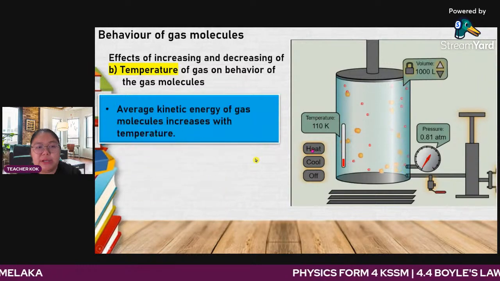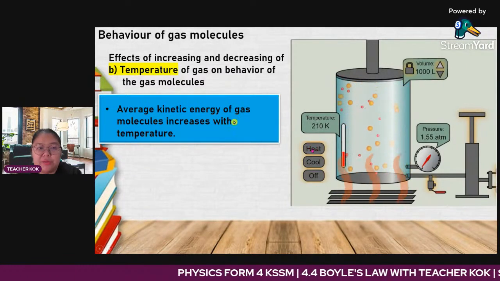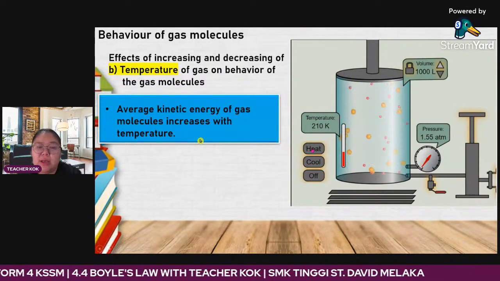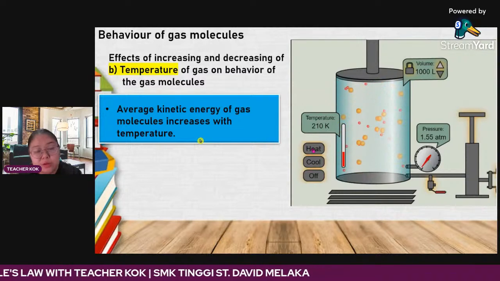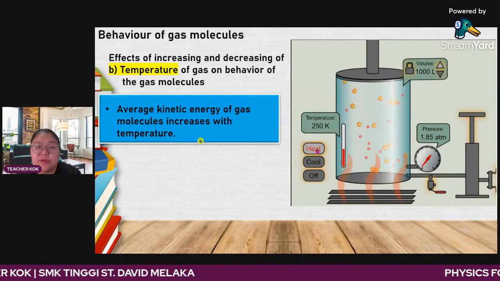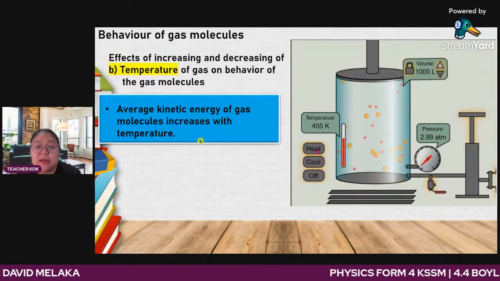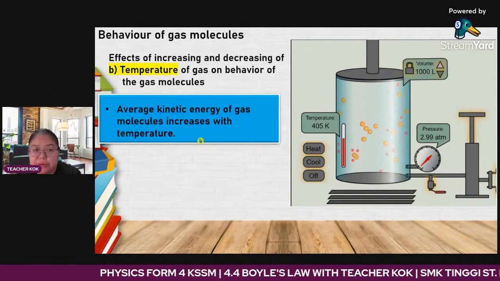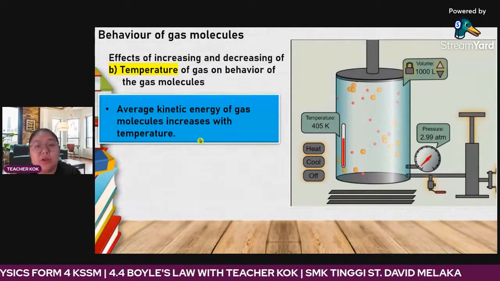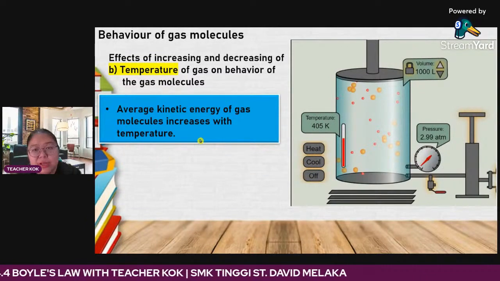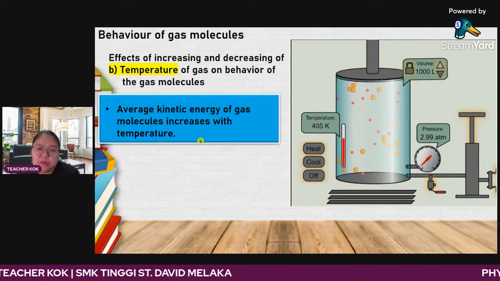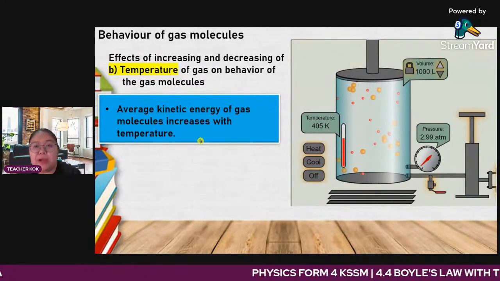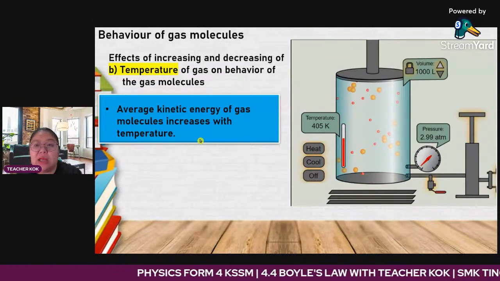The explanation is that the average kinetic energy of the gas molecules increases with the temperature. Overall, the kinetic energy will increase when you heat it. I think students will understand this, just like common sense. When you heat it, the temperature becomes high. After that, the movement surely increases, and collisions also increase. So when collisions increase, they also hit the container more, and there is also gas pressure. So this is how temperature affects the behavior of the gas molecules.